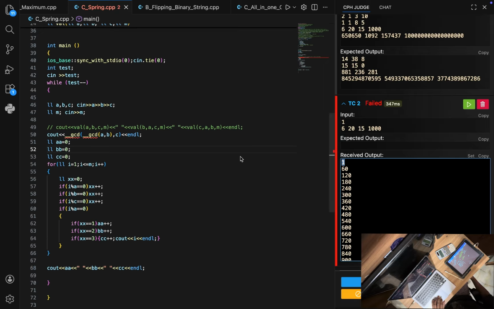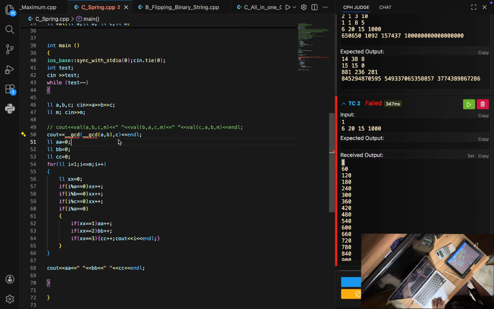Six is 3 and 2. 20 is 5, 2, 2. Then 15 is 3 and 5. So their common should be 3.